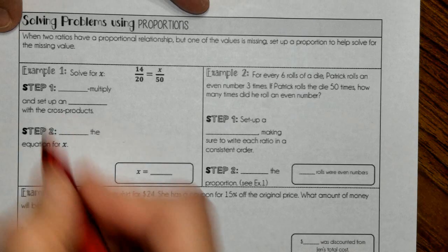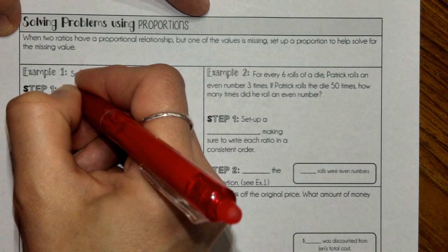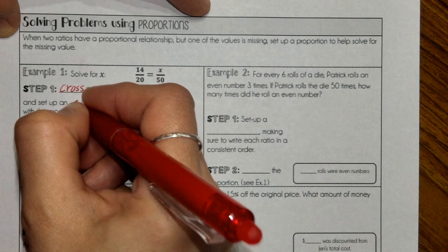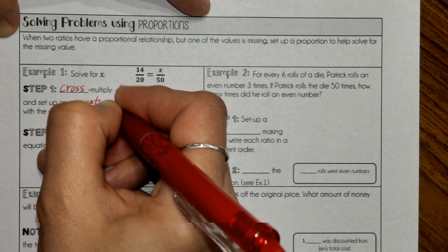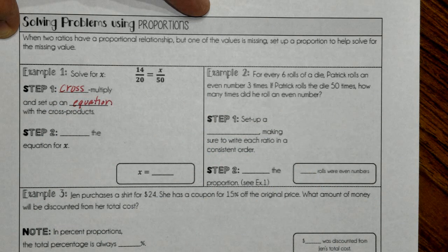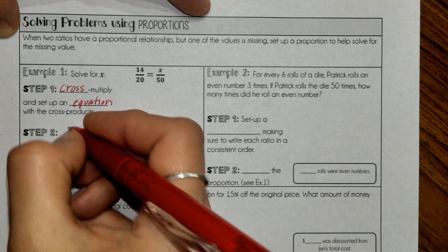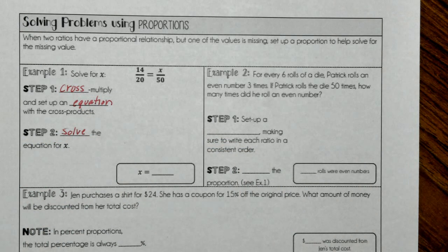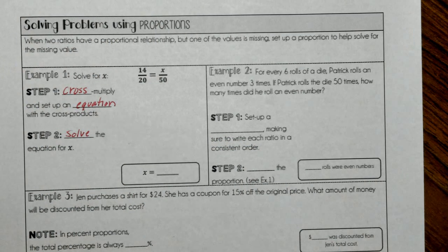Okay, so example 1, step 1, what we're going to do is cross multiply and set up an equation with these cross products. Step 2 is we are going to solve the equation for x. In your basic proportion like this, you have 2 steps. Well, technically 3, I guess, if you're multiplying both. You multiply, then you divide. You cross multiply, you divide.